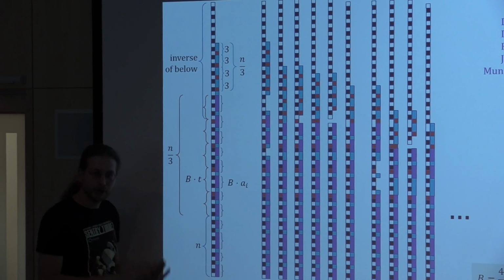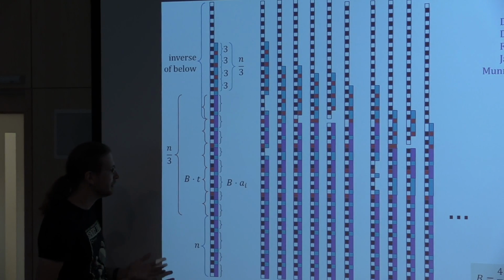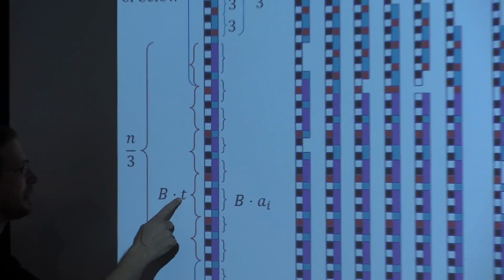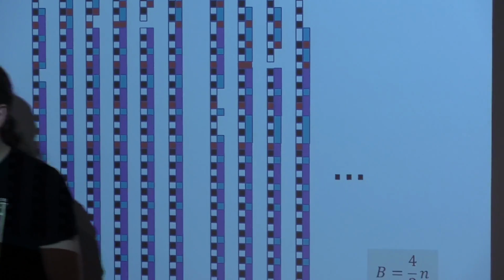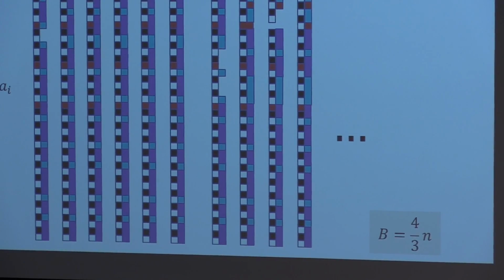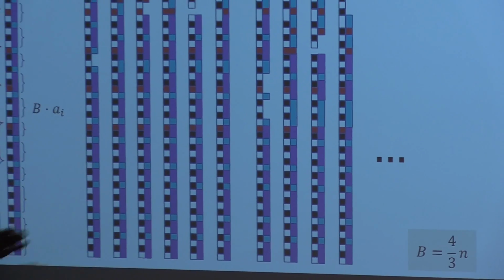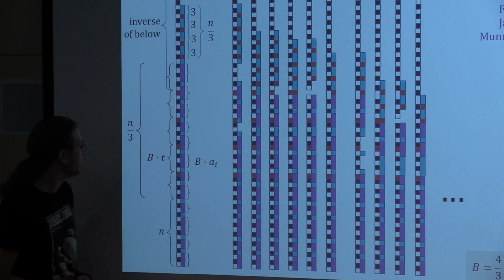So, reduction from 3 partition. We have n numbers, a1 through an, integers. We're going to scale everything up. We're going to scale the a_i's and t by a factor of b. b is 4/3 n. I don't totally know why, but it's n plus the number of groups. I'm guessing a larger number would also work, but that's definitely enough.